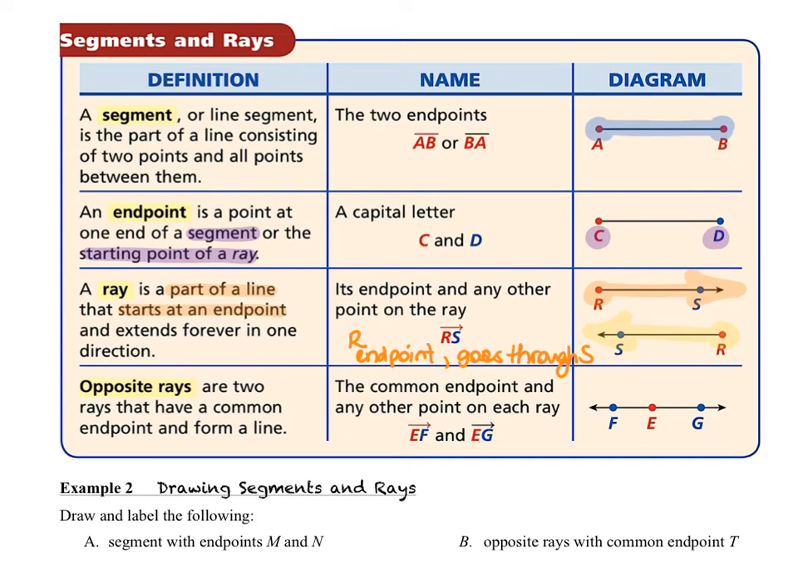Opposite rays are two rays that have a common endpoint. Now, that means that there is one point that starts out both rays. So we have ray EF going in that direction. We have ray EG going in that direction. They must form a line in order to be opposite rays. So we could say that these two opposite rays form line FG, and that would be true. But it comes from ray EF and ray EG, opposite rays.